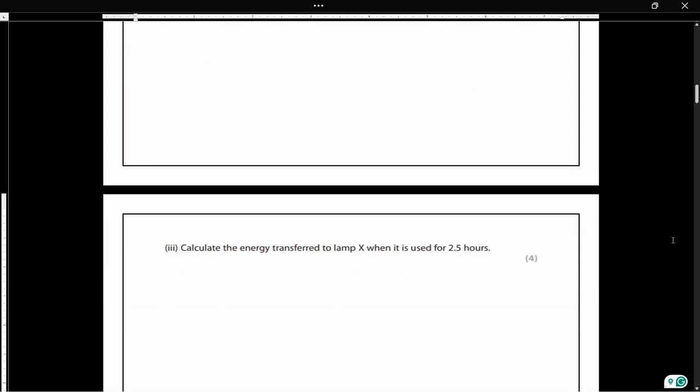Now the next part is calculating the energy transferred to lamp X. So the energy E to lamp X when it is used for 2.5 hours. You know the time is given here. When the time is given in hours, you have to convert it into seconds. 2.5 hours, in 1 hour 60 minutes and in each minute 60 seconds. So altogether this many seconds. Now calculate the energy transferred.